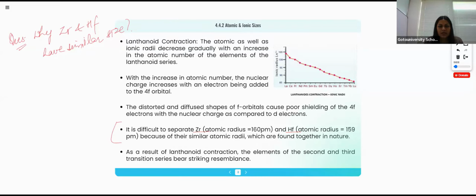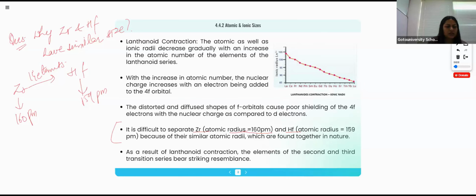Now, zirconium and hafnium have a very slight difference in their atomic radii. Now, when we move from zirconium to hafnium, 14 elements are present in between, and the atomic radii, as mentioned here, are 160 picometer for zirconium and 150 picometer for hafnium. That is almost similar atomic radii, right?